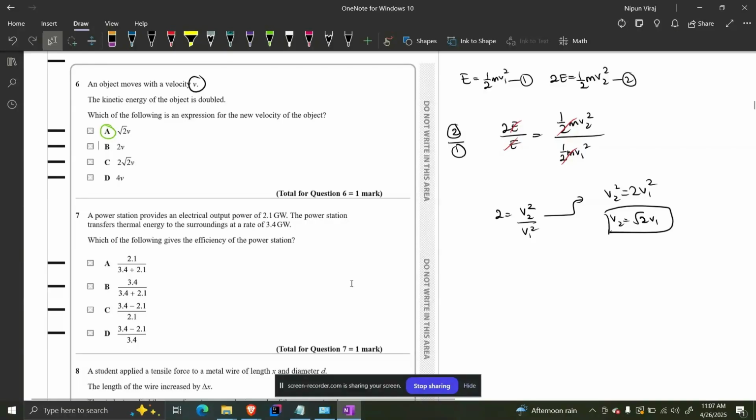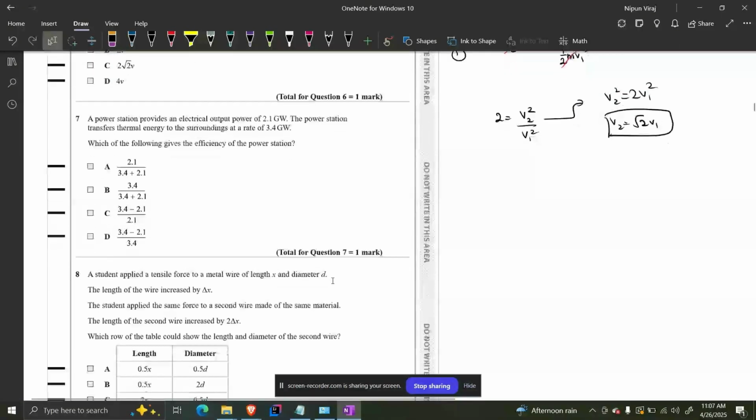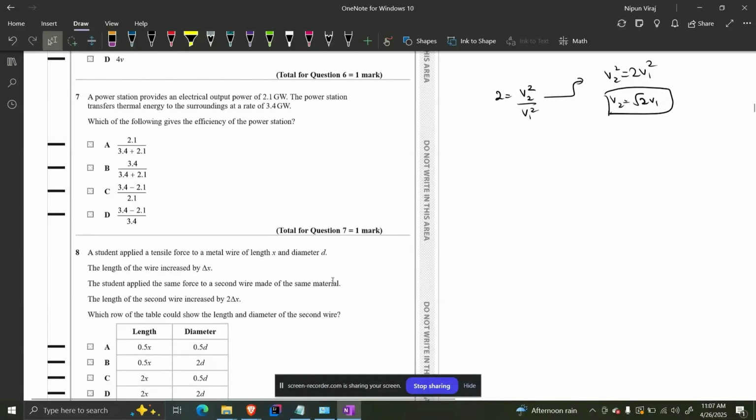Okay. Right. A power station produces an electrical output power of 2.1 gigawatts. The power station transfers thermal energy to the surroundings at a rate of 3.4. So this is also obvious. They are asking the efficiency. So simply efficiency means useful output over total input.